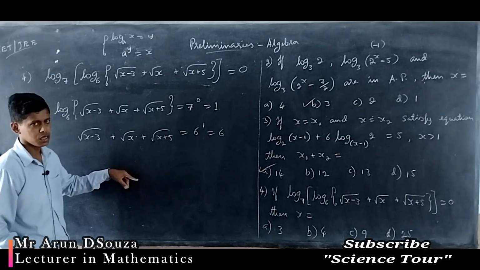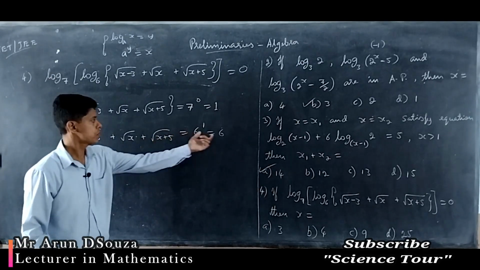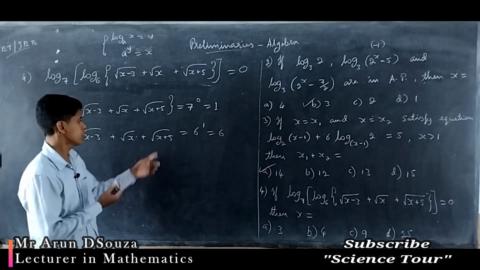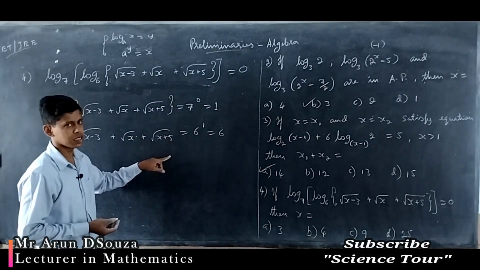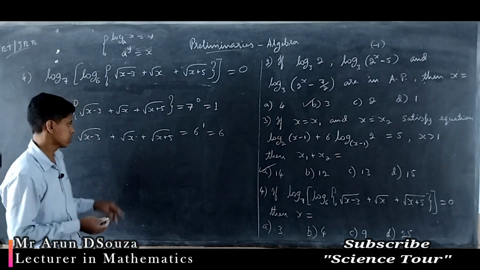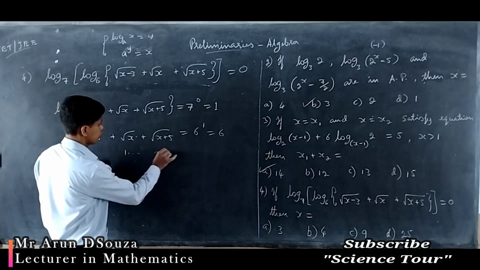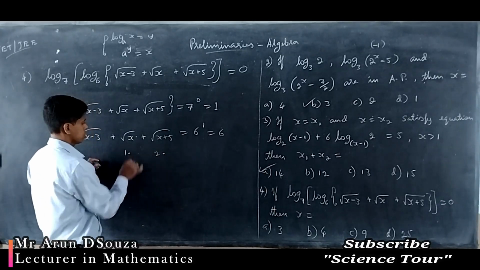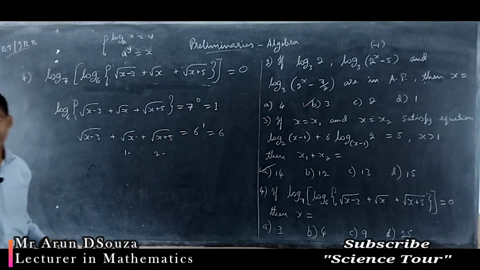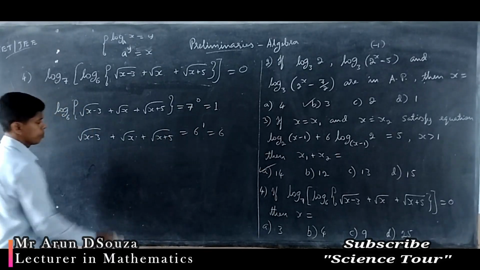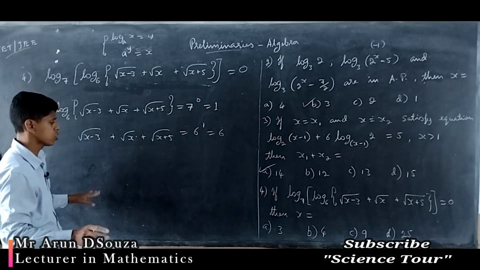It will be in decimals, 1 point something, and that will not add up to give us 6, because when you put 3 here, 3 plus 5 is 8 again, that is also in decimals, so that will not add up to 6. This will be 1 point something, and root 8 is 2 point something. So that will be 3 point something or 4 at the most, it won't be 6. So 3 is not the answer.